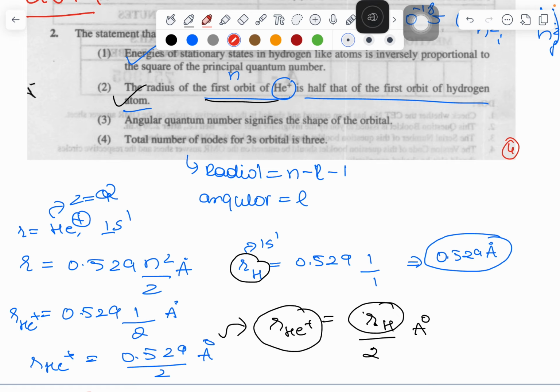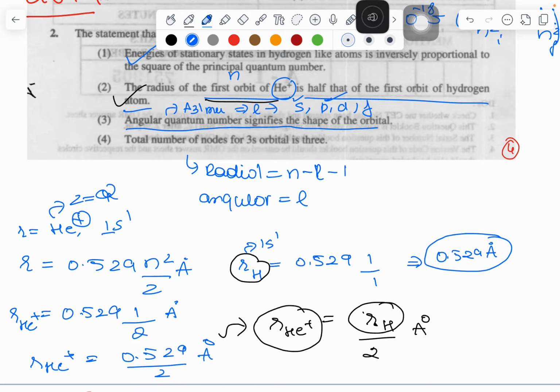Angular quantum number signifies the shape of the orbital, right? Angular quantum number is nothing but the azimuthal quantum number, denoted as L. It talks about s, p, d, f. It talks about the shape of the orbitals: s is spherical, p is dumbbell shaped, d is double dumbbell shaped. All those shapes are spoken of by the azimuthal quantum number, also called the angular quantum number.